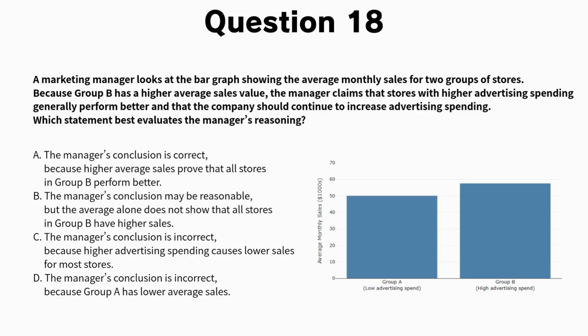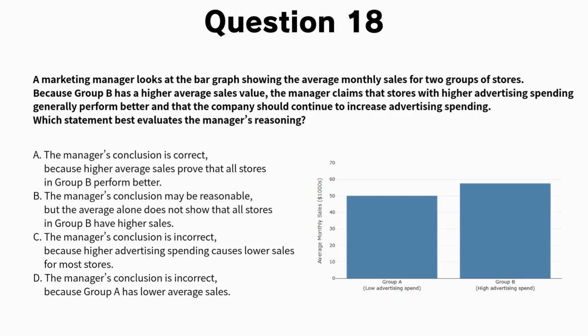Question 18. A marketing manager looks at the bar graph showing average monthly sales for two groups of stores. Because Group B has higher average sales, the manager claims that stores with higher advertising spending generally perform better and that the company should continue to increase advertising spending. Which statement best evaluates the manager's reasoning?